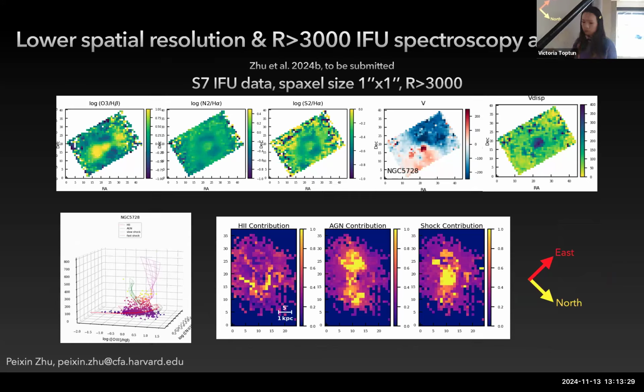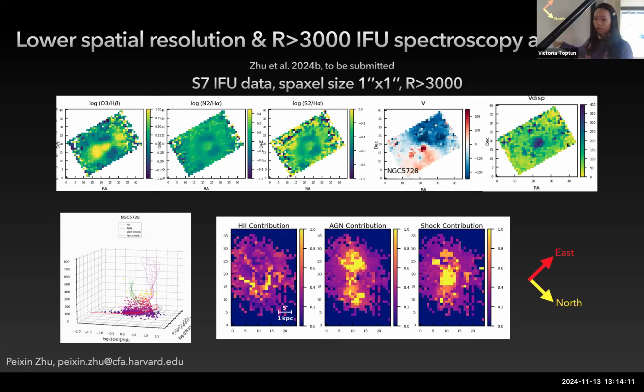The previous slide showed you MUSE IFU data. If you know MUSE, it is almost the best spatial resolution IFU data for now. So we can't always get MUSE data, but if you have lower spatial resolution data, which in this example is 1 arcsecond per pixel, but your IFU spectrum has high enough spectral resolution, like R over 3000 across the blue band and the red band, then you can also do this kind of separation of star formation, AGN, and shocks.